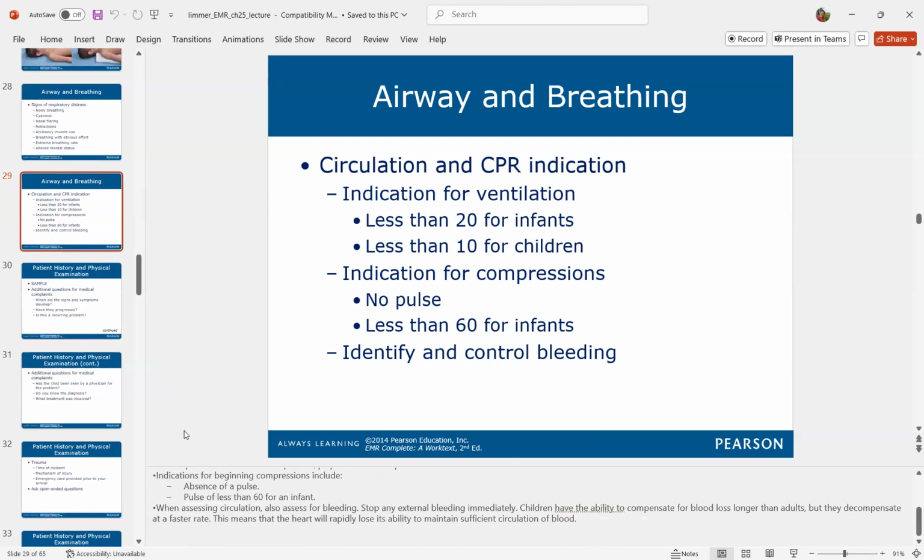When assessing circulation, we also want to look for any bleeding and stop any bleeding immediately. Children have the ability to compensate for blood loss longer than adults, but they decompensate at a really fast rate. That means the heart will rapidly lose its ability to maintain sufficient circulation of the blood. So if they're bleeding at all, we want to get it to stop.